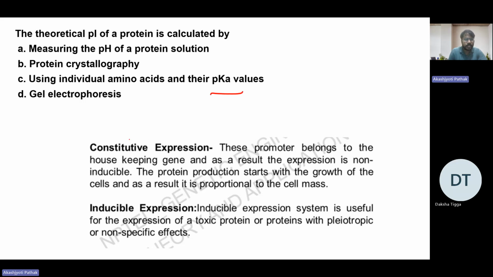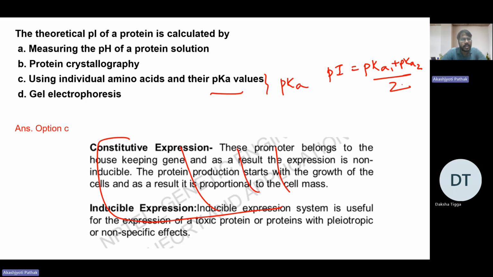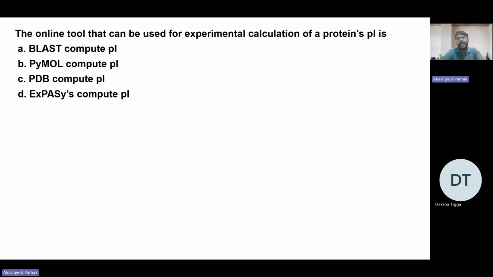The theoretical pI of the protein is calculated by what? It will depend on the individual amino acids and their pKa values. So pI is basically (pKa1 plus pKa2) divided by 2. That is option C. The online tool that can be used for calculation of a protein's pI is what? It is Expasy ProtParam, or Expasy Compute pI, is the answer.